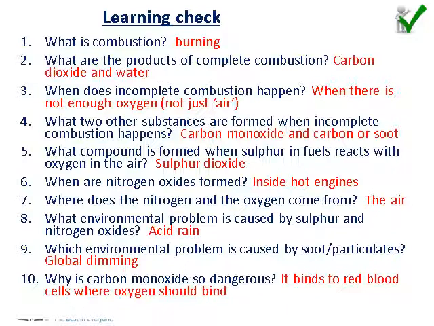For number 5, sulphur dioxide is produced when sulphur reacts with oxygen. Number 6, nitrogen oxides are formed inside hot engines. Please be really specific and say hot engines, because it's the heat that's important. The nitrogen and oxygen come from the air. You should know that from the beginning of the topic, that 78% of the atmosphere is nitrogen.